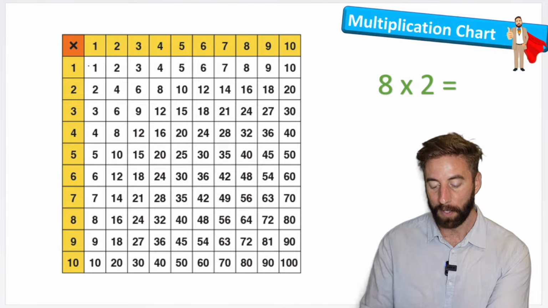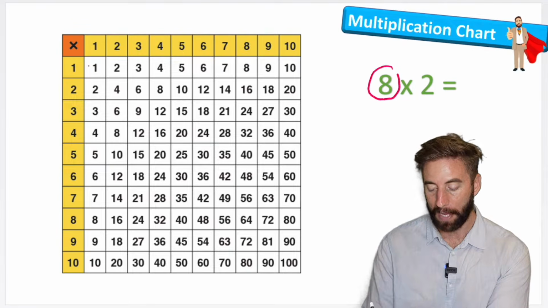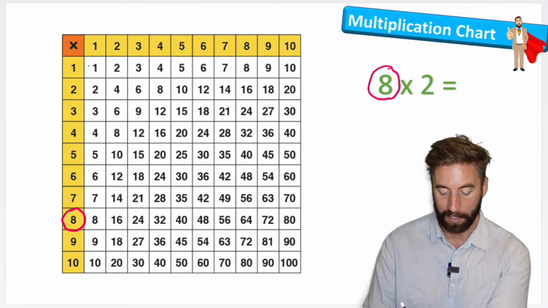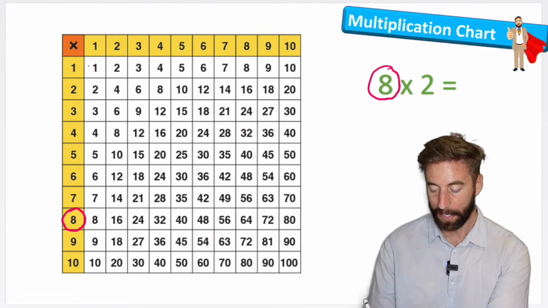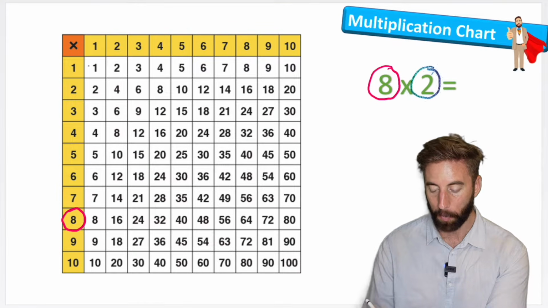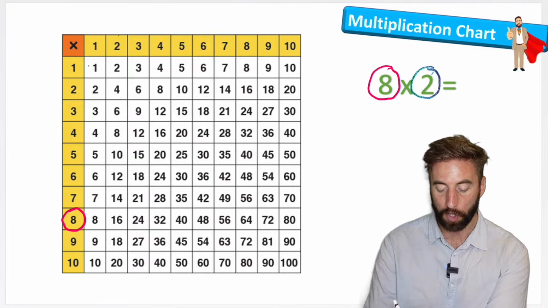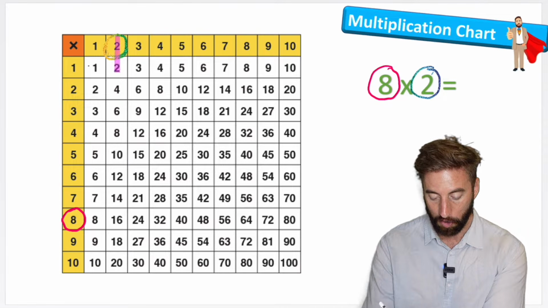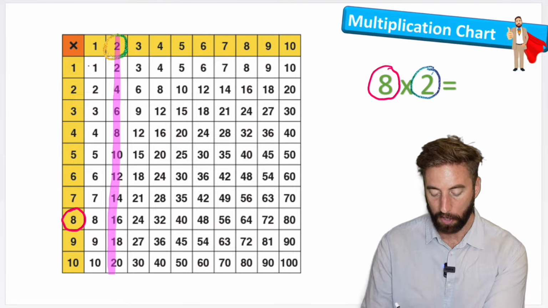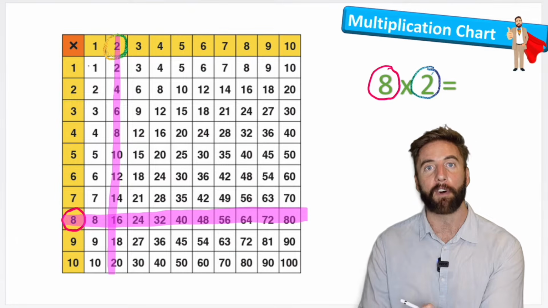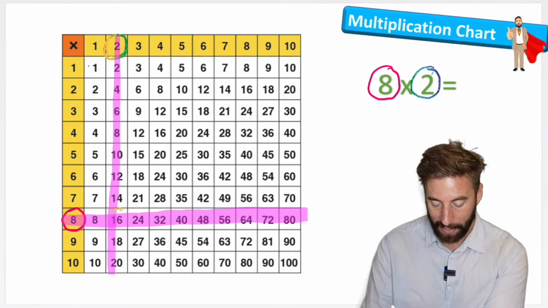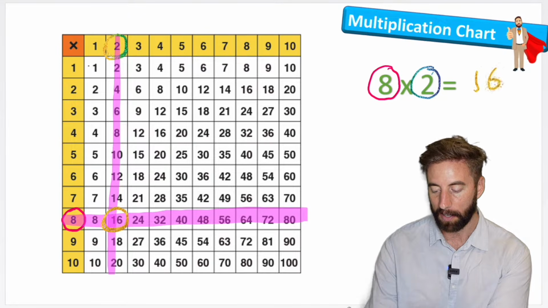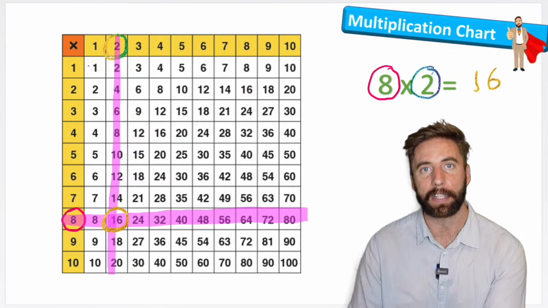8 times 2. So the first thing again, I'm looking at my 8 and I'm going to look down my side for the number 8. There it is. And then my second job is to look at the number 2 in my question and find the 2 along the top. There it is. And then simply all I'm going to do is draw a line and draw a line and find where they meet. And in this case, they meet here on the number 16, making our answer 16. 8 times 2 is 16.